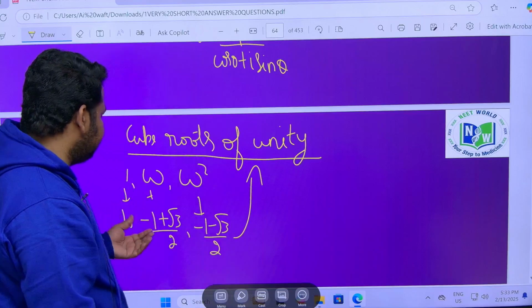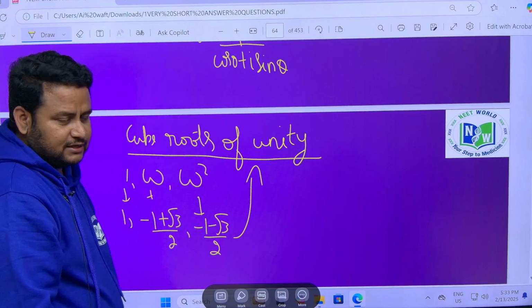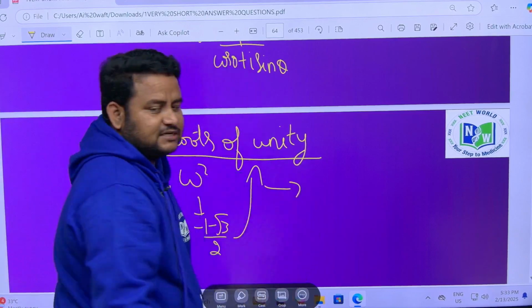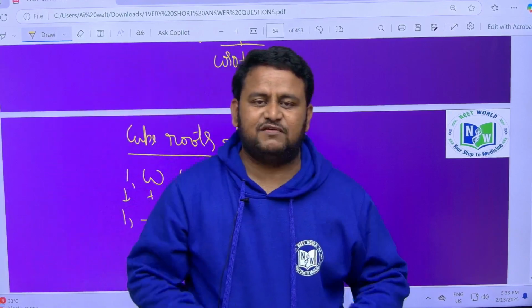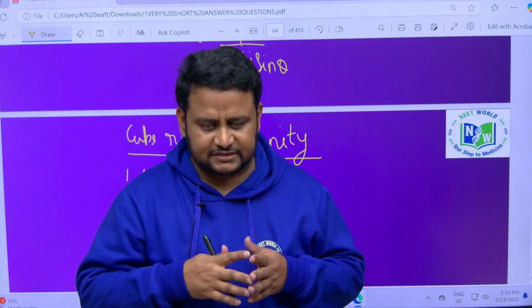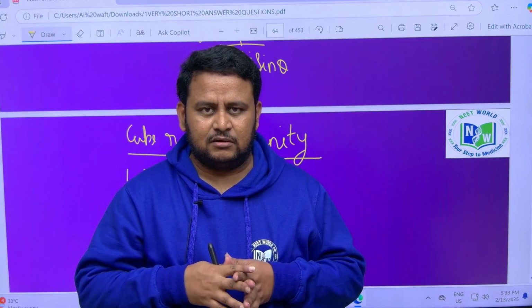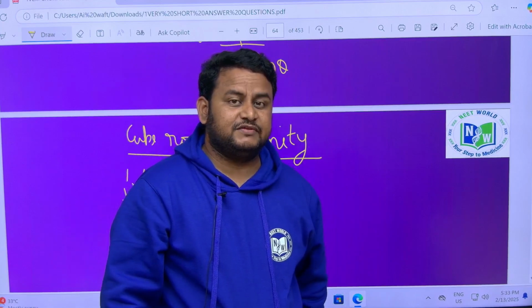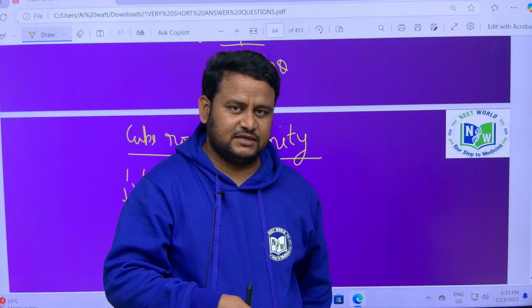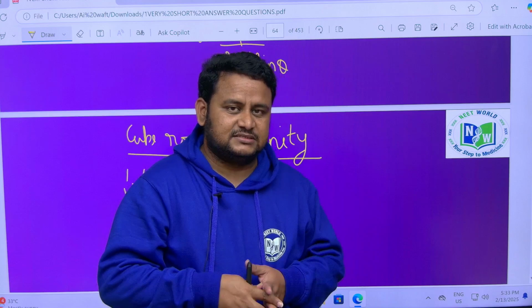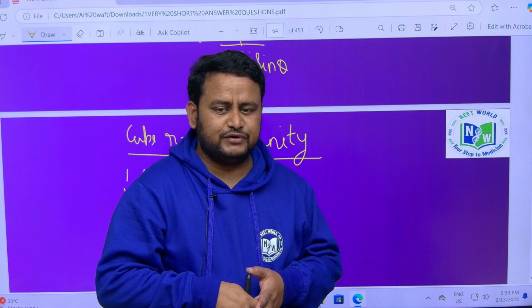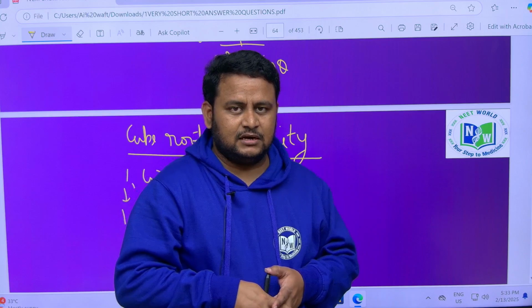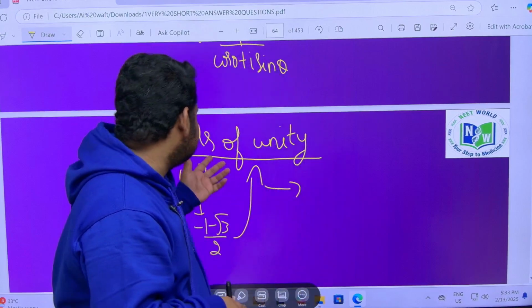So some properties based on cube roots of unity. What do you mean by cube roots of unity? This 1, omega, omega square, they represent what? The sides of an equilateral triangle, which is within a circle of unit radius. What does cube roots of unity represent?